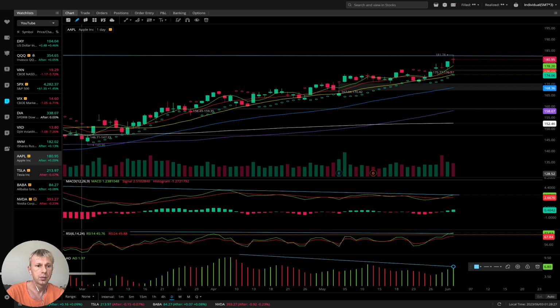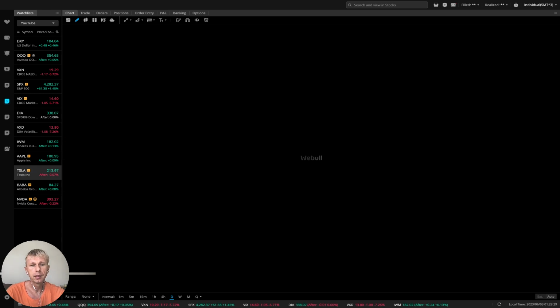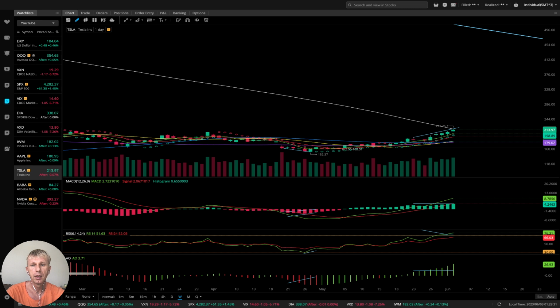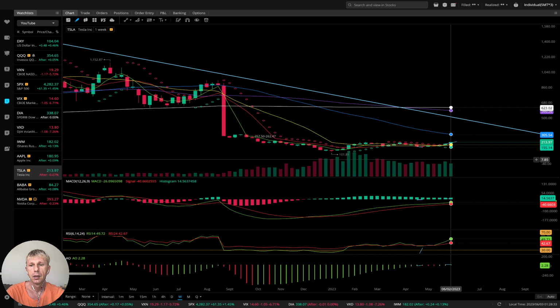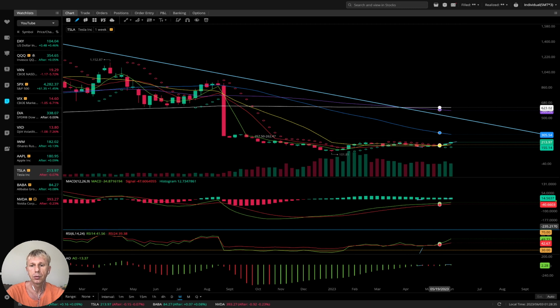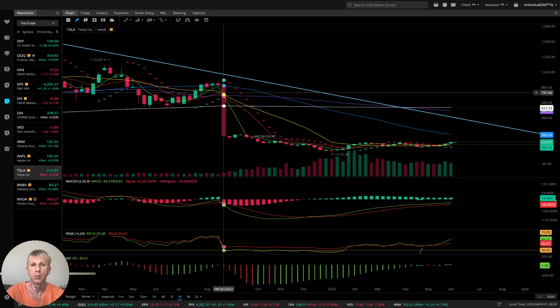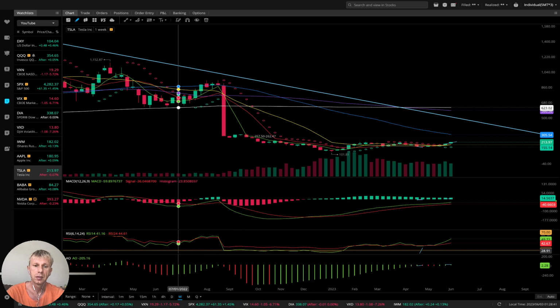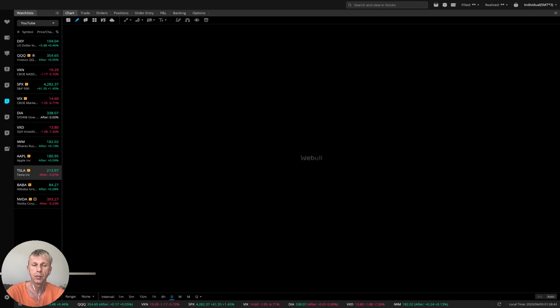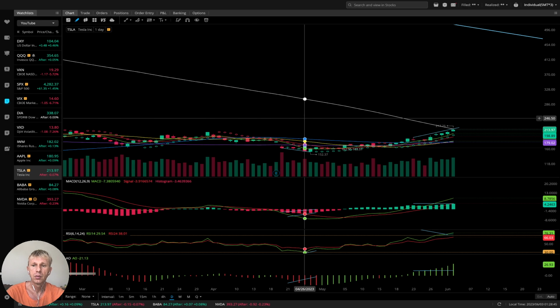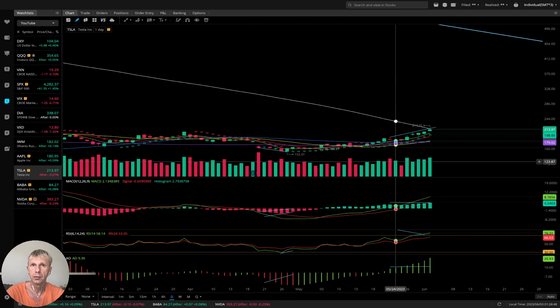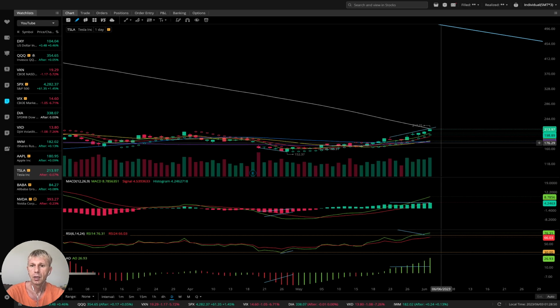Okay, let's move to Tesla. Let's start weekly. Tesla weekly, it's a green bar, bullish trend on all indicators on weekly time frame. It doesn't show very nice because of the split, but still on weekly time frame it's bullish. For some reason, VBull doesn't correct splits.